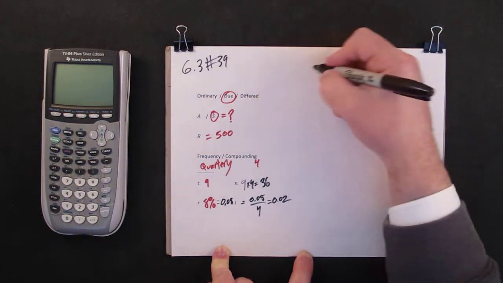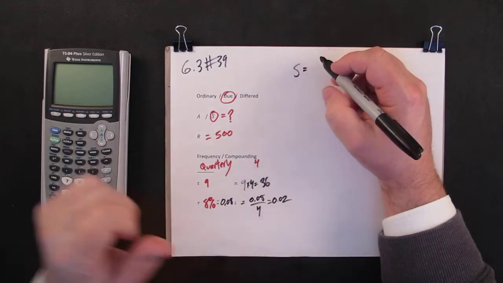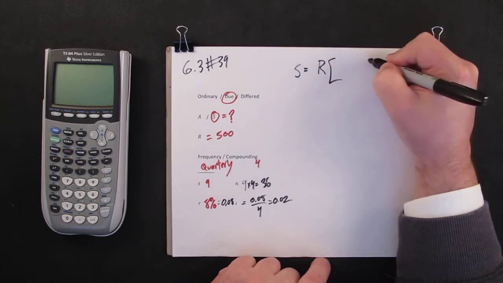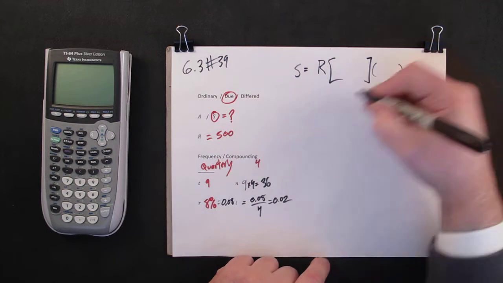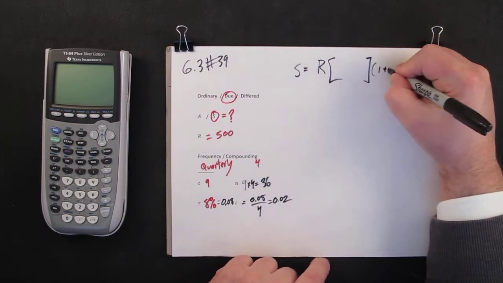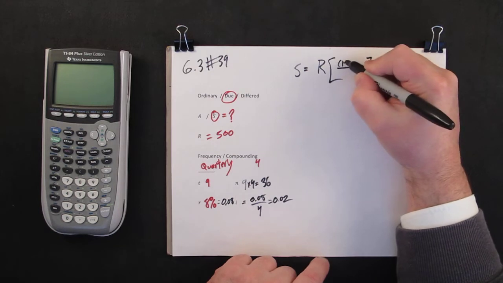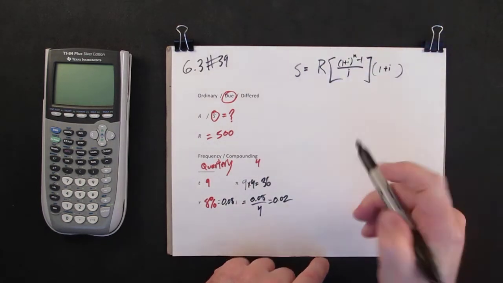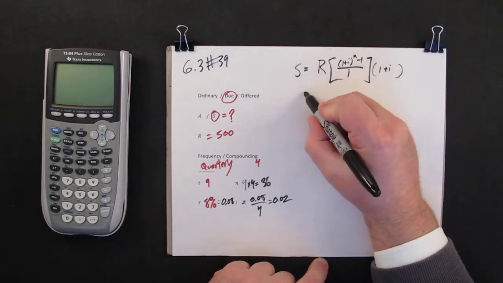So the formula we're going to be using is: future value is payment times this growth factor, and then because it's an annuity due, we have this extra interest that's earned. So, again, that's the growth factor.